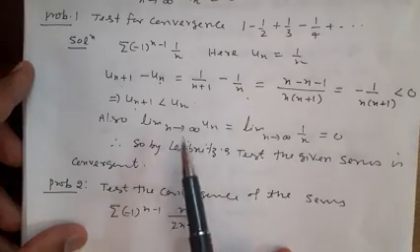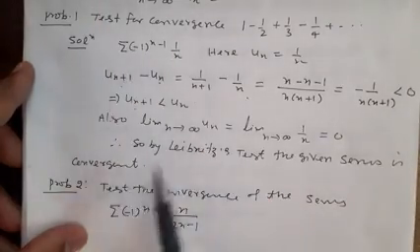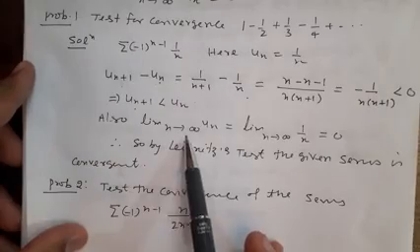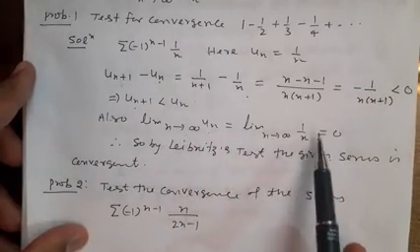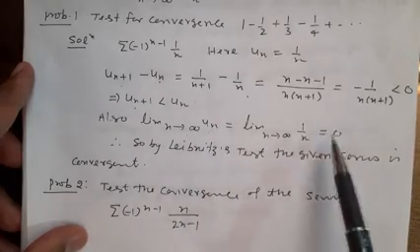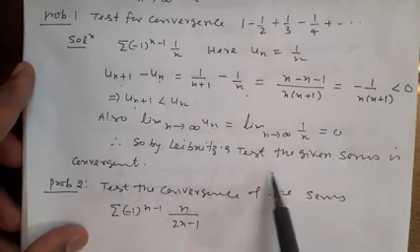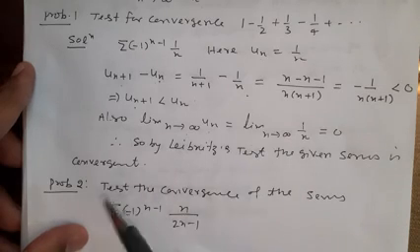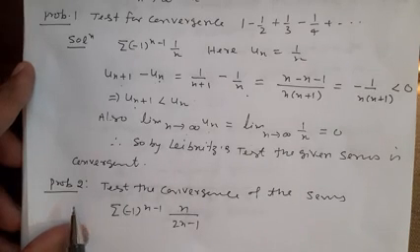Now the second condition is limit n tends to infinite un. So it is simple, it is 0. So both the conditions are satisfied. So therefore by Leibniz test the given series is convergent. Now we go to next example, next problem.